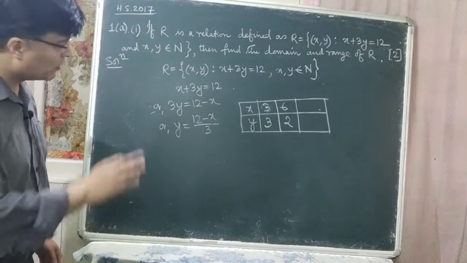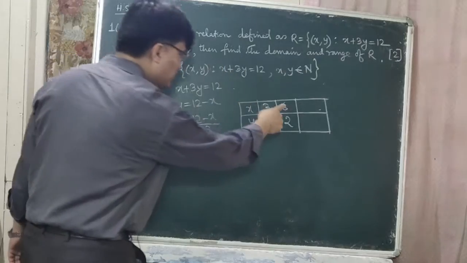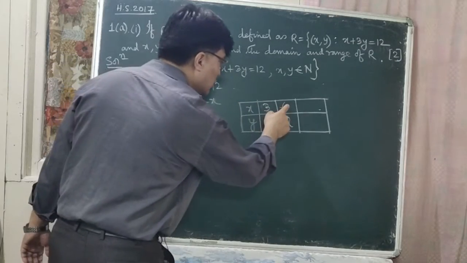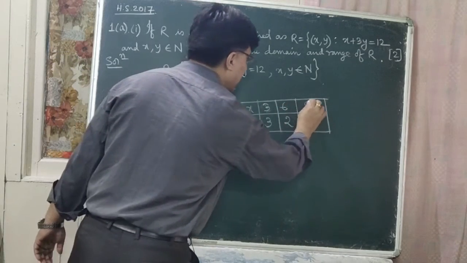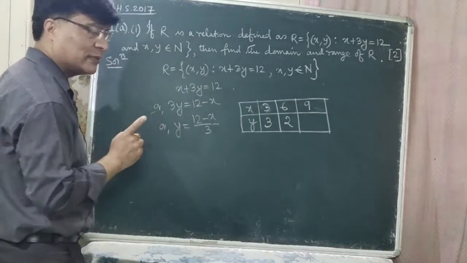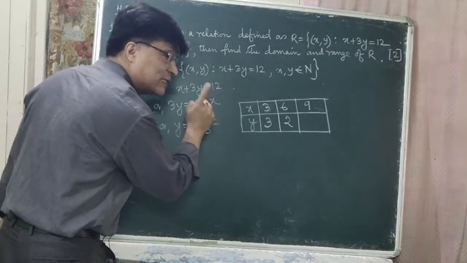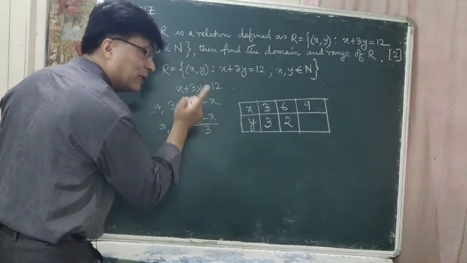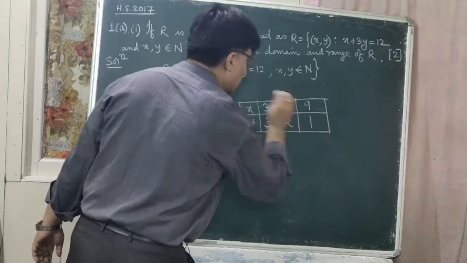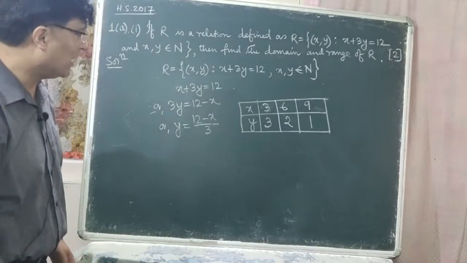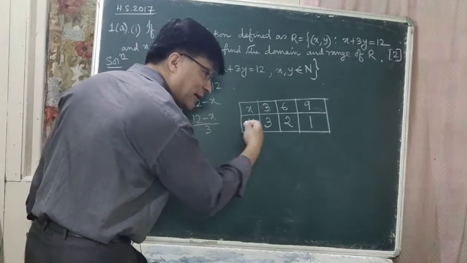Is that clear now? So what will be the next number? 6 plus 3 is what? Adding 3 to 6 gives 9. It is 9, isn't it? So if you put x is equal to 9 in this case, 12 minus 9 is 3 and 3 divided by 3 is always 1. That is also a natural number. Okay. So again, can you take another number?